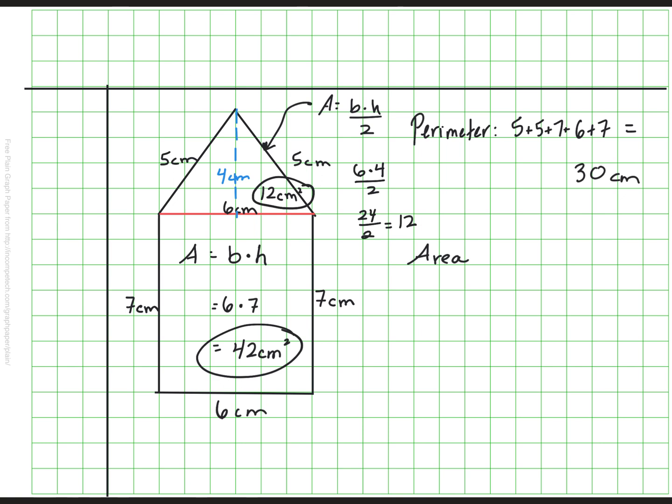So this section here, let me circle that part, and then this part is 12 square centimeters. And as you see, it can get a little bit messy here, but now I have the parts that I need. So I know the area is the rectangle, which is 42, plus the triangle, which is 12. So my area is a total of 54 square centimeters.